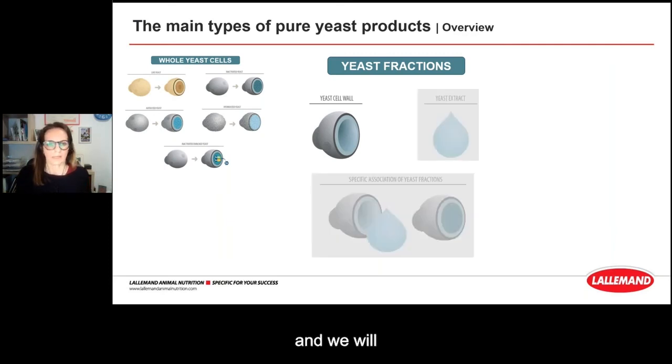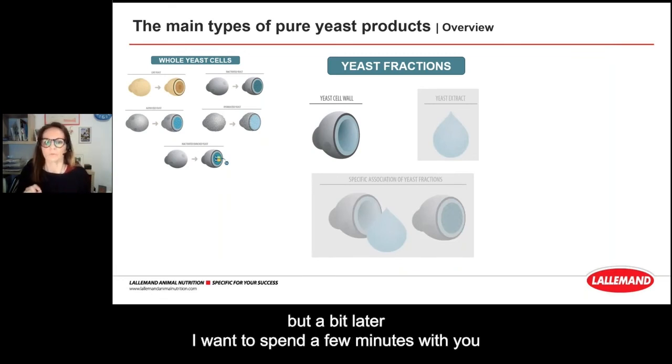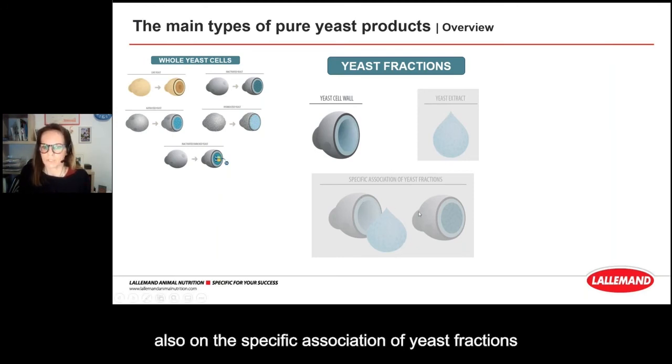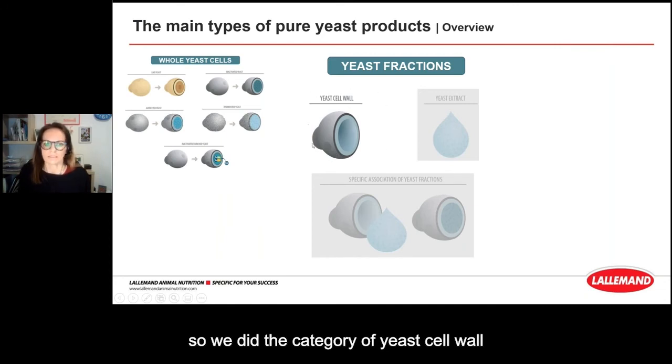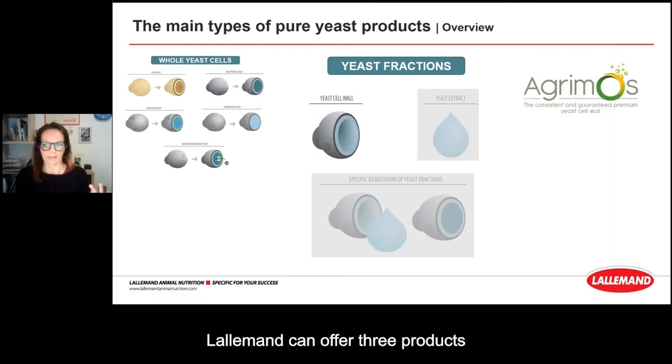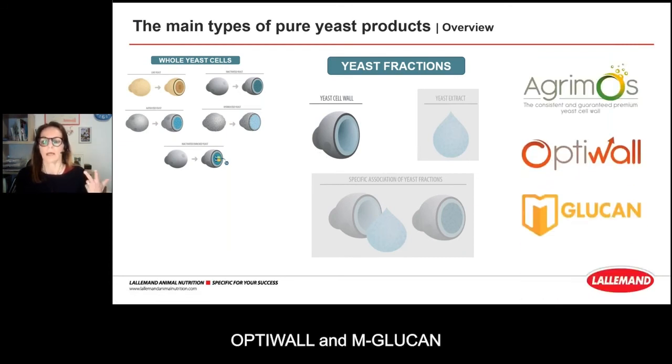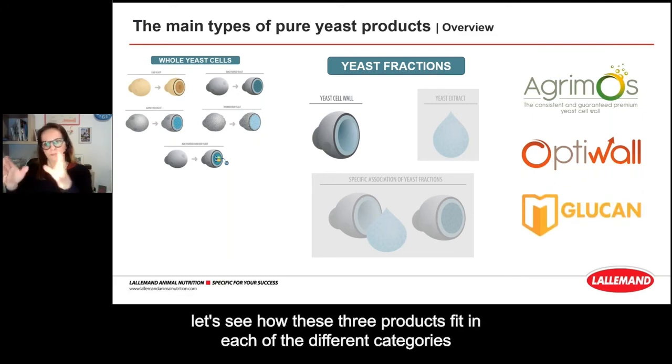And we will, as Bruno did, focus on yeast cell wall, but a bit later I want to spend a few minutes with you also on the specific association of yeast fractions. So within the category of yeast cell wall, Lallemand can offer three products: Agrimos, Optiwall, and M-glucan. Let's see how these three products fit in each of the different categories.